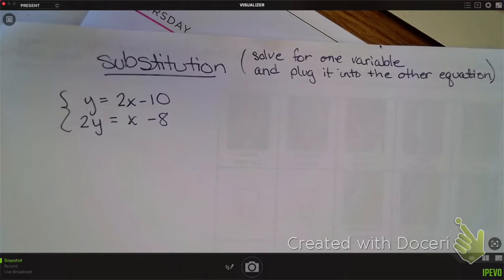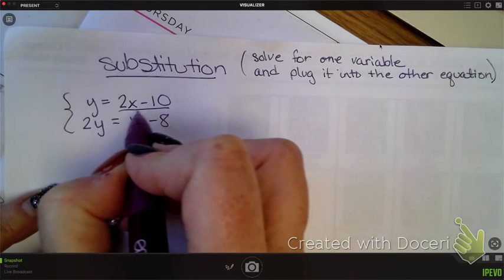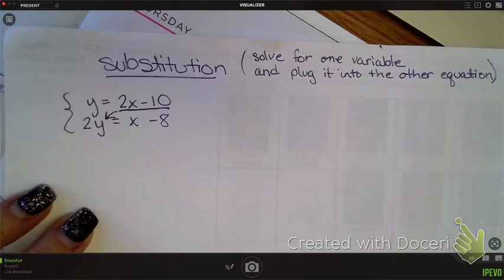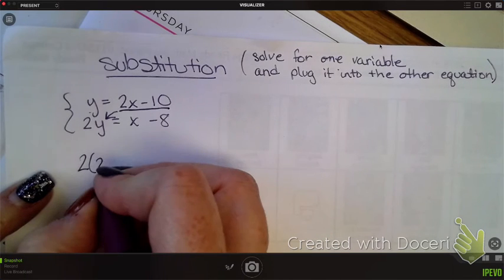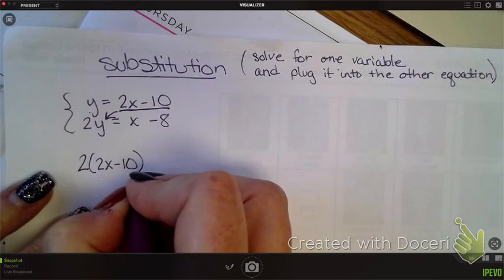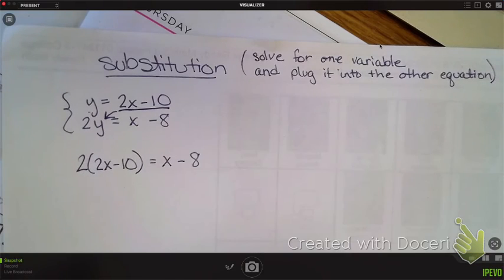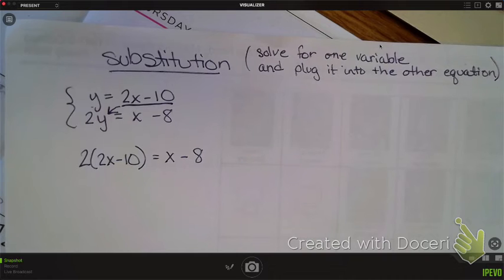What's the first equation? Y equals 2x minus 10. Is it already solved for a variable? Yes. I could plug 2x minus 10 in for that y, because it already says y equals. So it's going to be 2y, but what's y? 2x minus 10. So 2x minus 10 then equals x minus 8. And now I'm done with the substitution part. I just need to do some correct algebra. What do I do now?